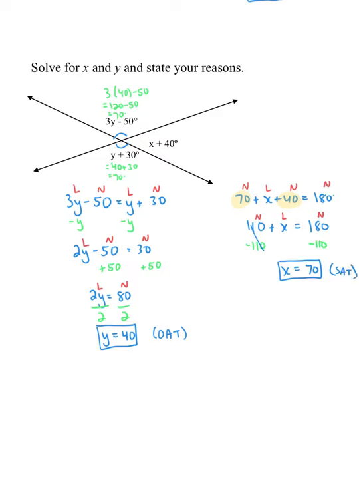So now, if we wanted to find this remaining angle here, x plus 40, we could substitute in the value of 70 for x. So that equals 70 plus 40, which is 110. And 110 plus 70 does add up to 180 degrees, as supplementary angles need to.